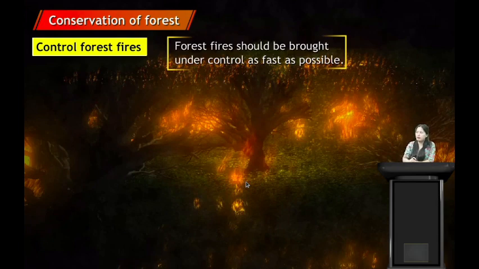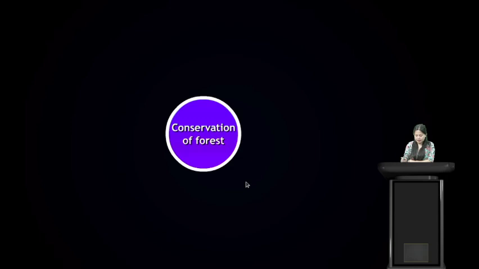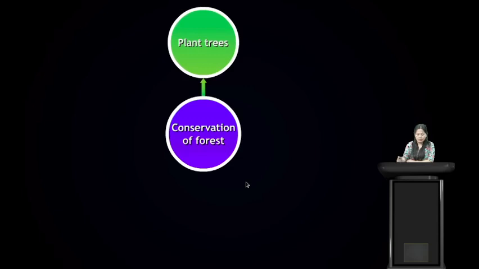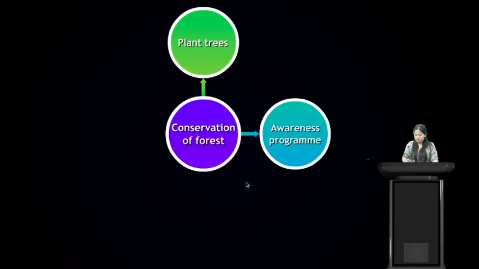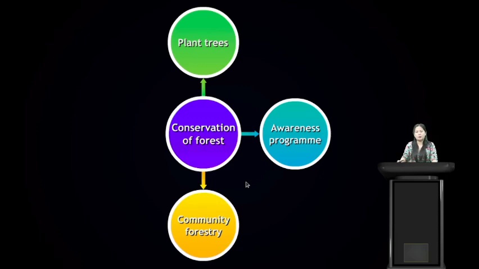Now if the forest fire starts, we should make an effort to bring the forest fire under control as far as possible. So controlling forest fire is another point in conservation of forest. Let us summarize the points in conservation of forest. We can conserve forest by planting more trees, by afforestation or reforestation, by spreading awareness to educate people to use forest products judiciously, by setting up community forestry.